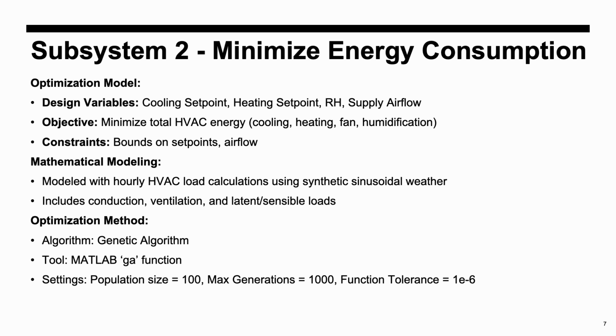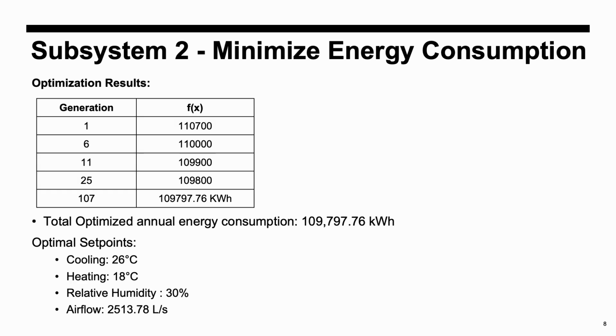In Subsystem 2, our objective is to minimize the total annual HVAC energy consumption. We optimize cooling and heating set points, RH, and supply airflow, constrained with practical bounds. The model uses hourly HVAC load calculations under sinusoidal weather patterns to capture seasonal effects. It considers conduction, ventilation, and both sensible and latent thermal loads. We implemented a genetic algorithm using MATLAB's GA function with a population size of 100 and 100 generations.